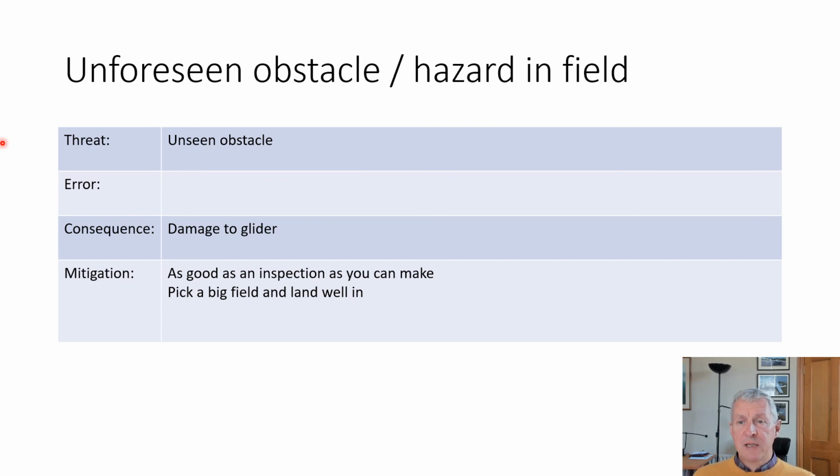Unforeseen obstacle or hazard in the field. It's a threat, really. Consequence is generally damage to the glider. Difficult one to mitigate. A good inspection is going to help. And picking a big field and landing well in helps too. But sometimes it is one of the consequences of landing in fields.